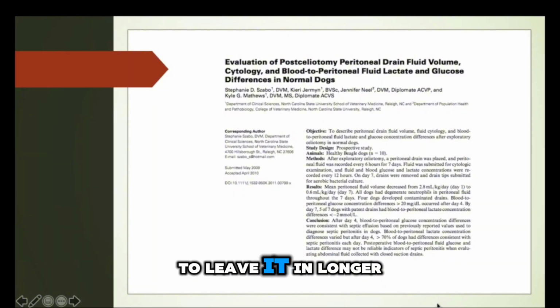And so if you need to leave it in longer, probably something's wrong with your wound, but it may also be the reason why I try to still place it gravity dependent, so at least it can still drain that way. But at 48 hours, these drains are really not all that effective anymore. And so that's why the short-term use is another reason why it's really important.